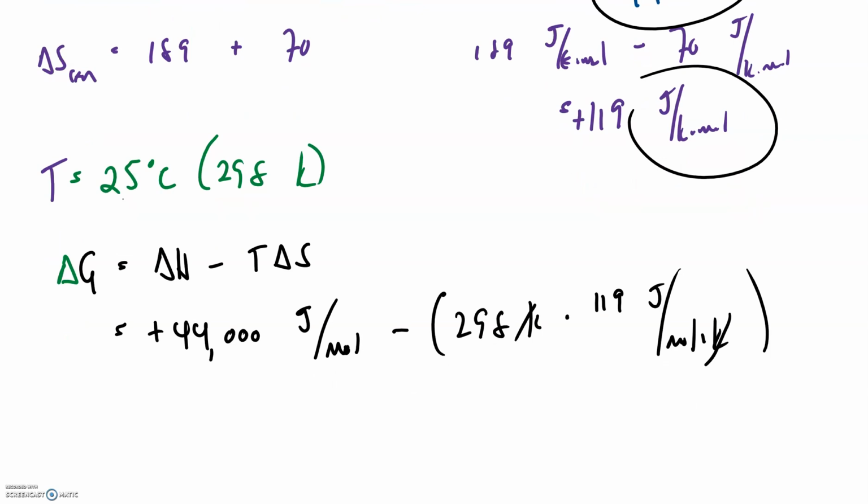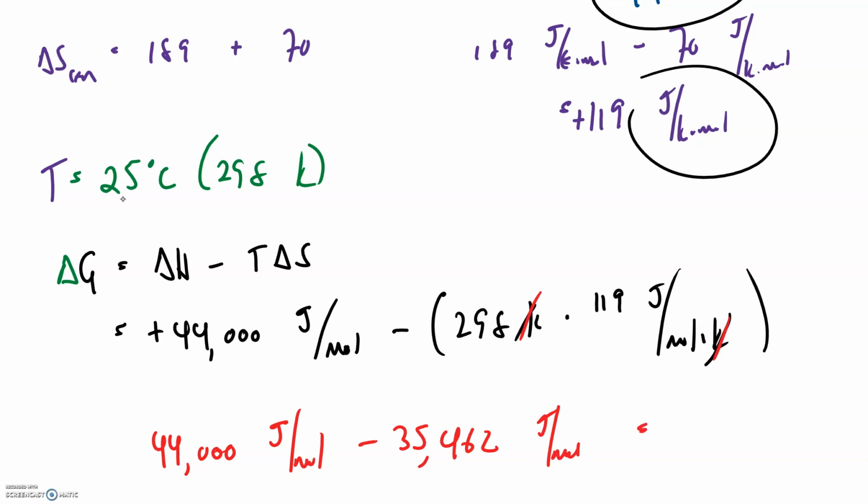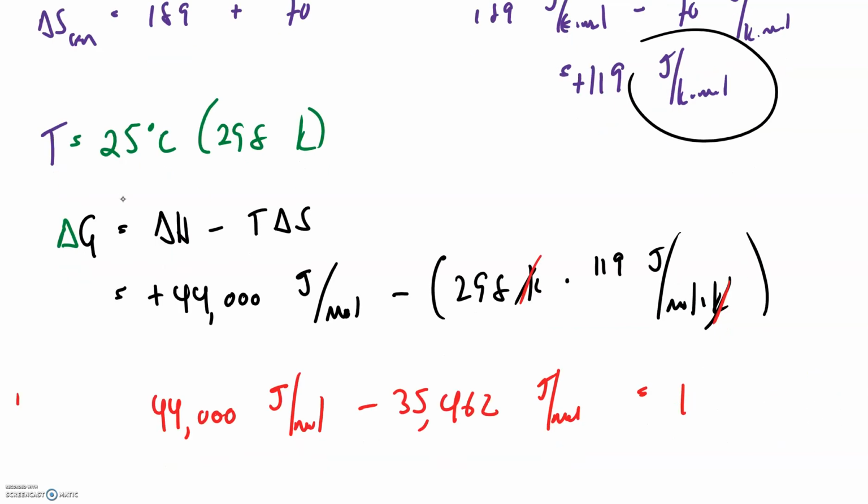So let's do this in the parentheses first, and we're going to say 298 times 119, and this is 35,462, so we're going to have 44,000 joules per mole minus 35,462 joules per mole. Remember, kelvins cancel. What's our delta G? 44,000 minus this answer, 8,538 joules per mole, not spontaneous.